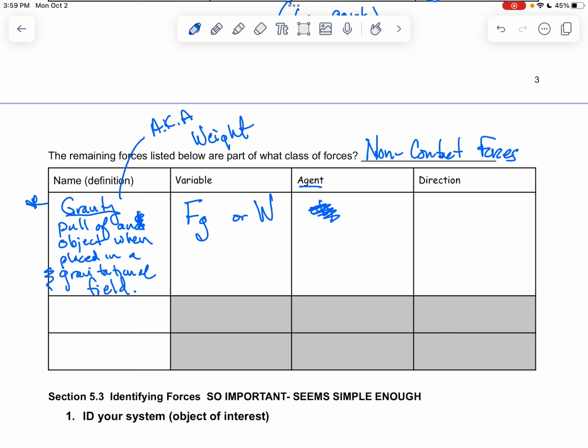Well, I shouldn't use the word objects. Let's use the case that we're going to be most using, and that would be the Earth's gravitational field. But this could be any planet. And as we will learn later, actually any object with mass has its own gravitational field, but we'll focus on the planet's gravitational field. The direction of this force is going to be down towards the center of the planet.